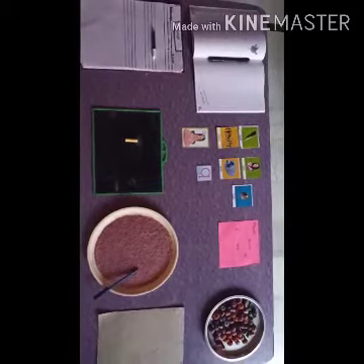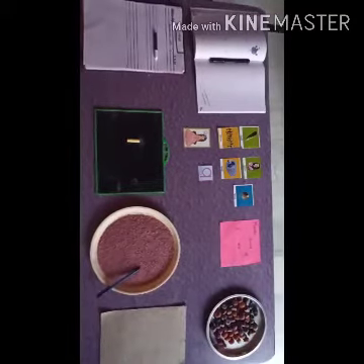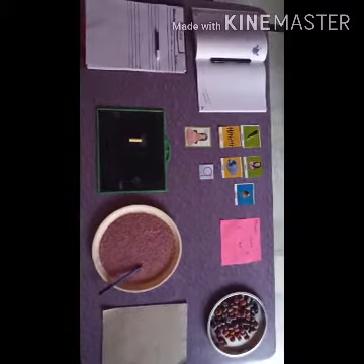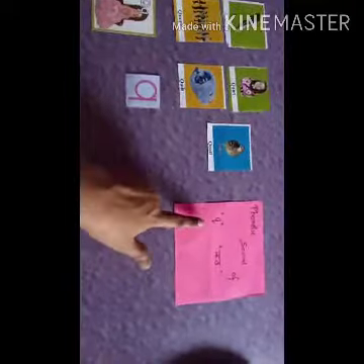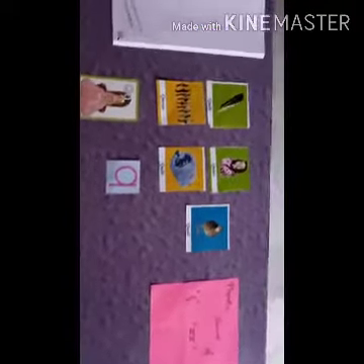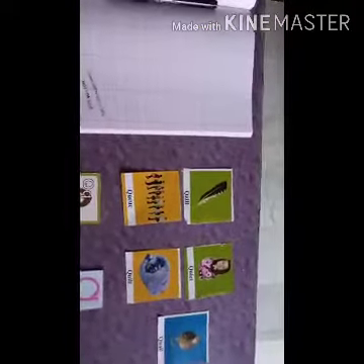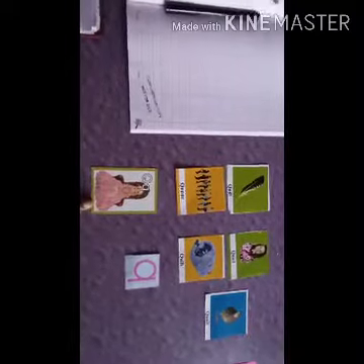Today we learn our new alphabet, letter Q. Letter Q. Q, qua. What is the phonetic sound of Q? Qua. Here are some pictures. Start from the letter Q. Q, qua, queen.